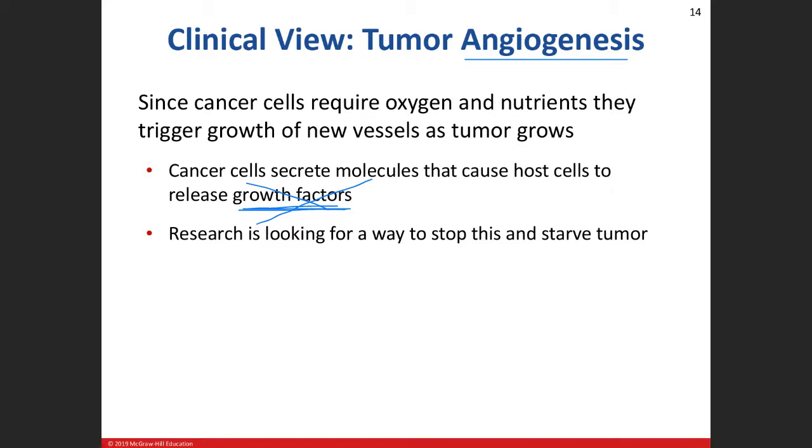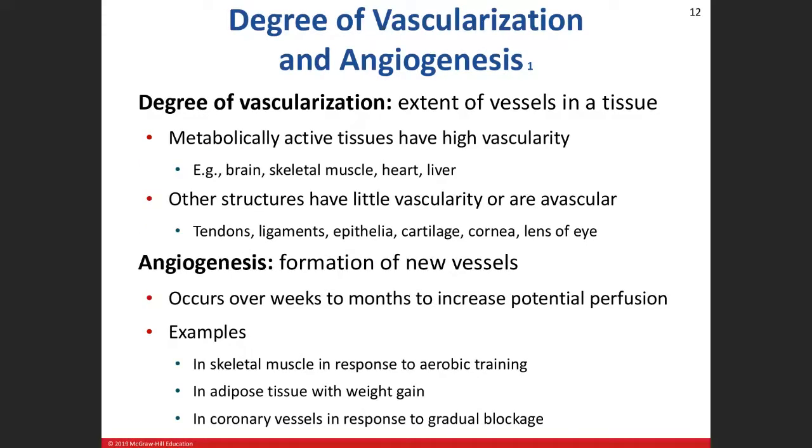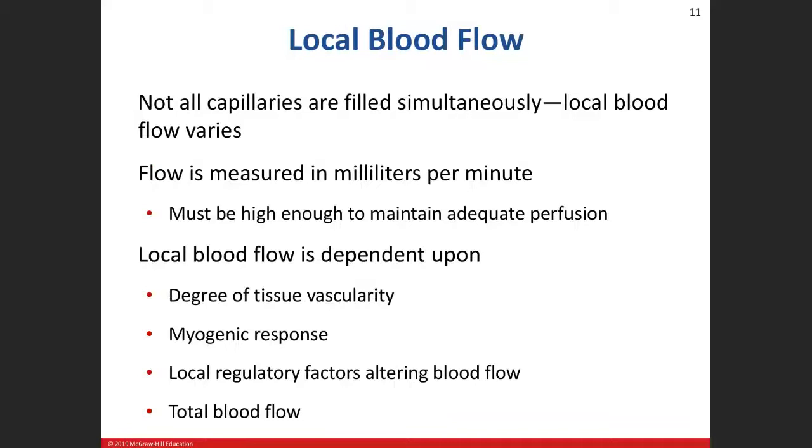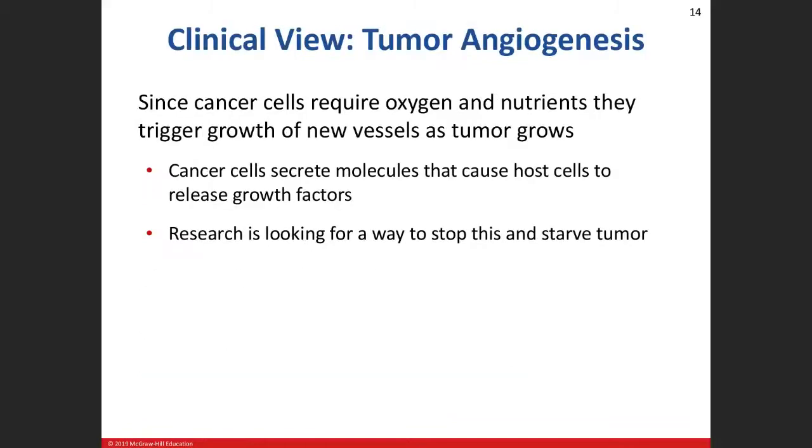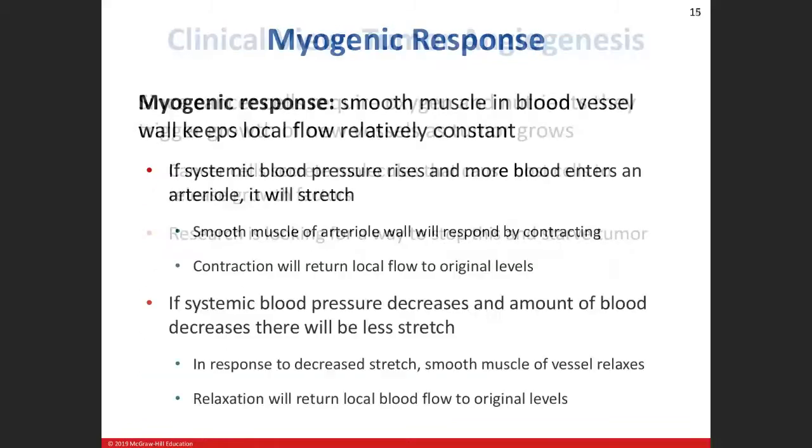Okay, so that's the first category, the degree of tissue vascularity. Now let's talk about what muscles are going to do. The myogenic response, myo being muscle. And in this case, we're going to talk about smooth muscles.